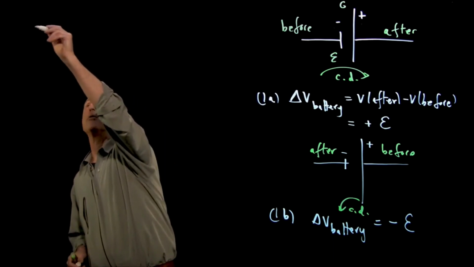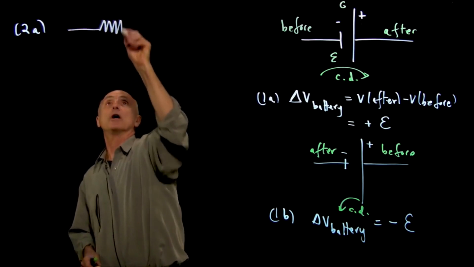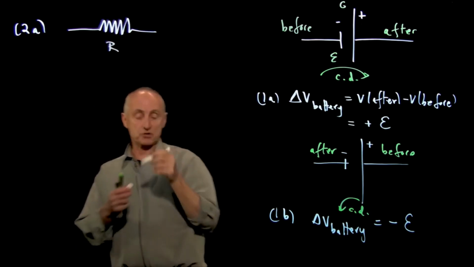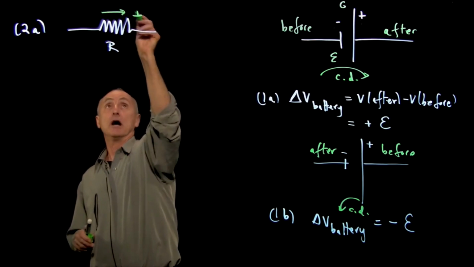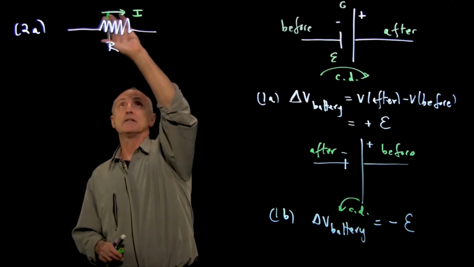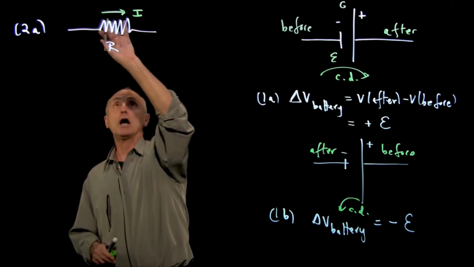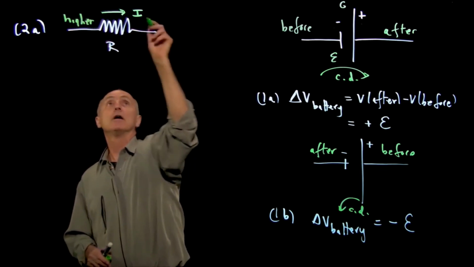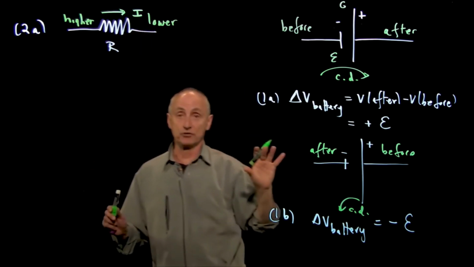So now let's look at a resistor. We'll call it 2A. So for a resistor, which we denote by our resistor symbol like this, what do we know about the resistor? First off, if we've arbitrarily chosen our convention for I to flow this way, then you can imagine that this is the flow of positive charge. Positive charge goes from higher potential to lower potential. So this side is higher, and this side is lower. That's what our choice of I tells us.